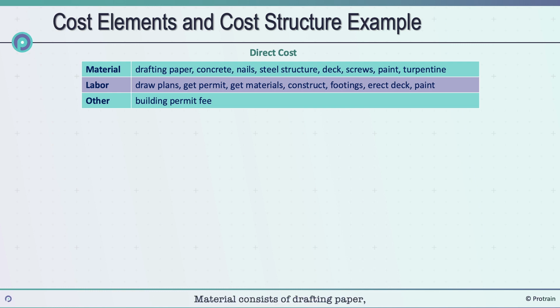Material consists of drafting paper, concrete, nails, lumber, deck screws, paint, turpentine. Labor consists of draw plans, get permit, get materials, construct footings, erect deck, paint. Other, building permit fee.